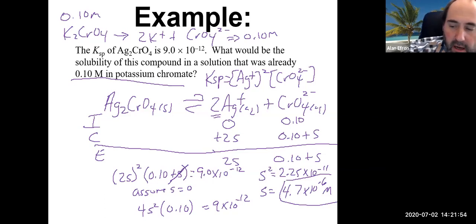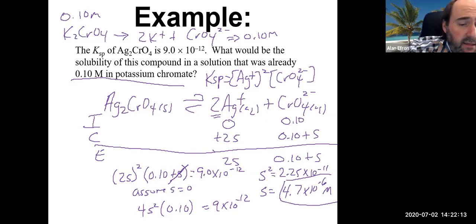Any questions on common ions? What we're seeing here is that the presence of a common ion will basically decrease the solubility of a salt, which means it will stay together. It'll become that solid or stay that solid. Less of it is able to dissolve when you have a common ion present.